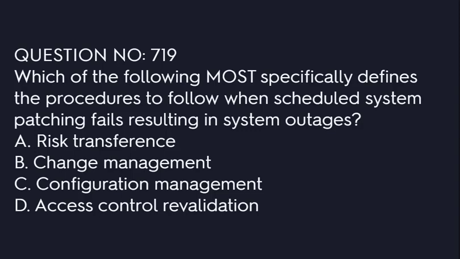Question no 719. Which of the following MOST specifically defines the procedures to follow when scheduled system patching fails resulting in system outages? A. Risk transference. B. Change management. C. Configuration management. D. Access control revalidation. B.